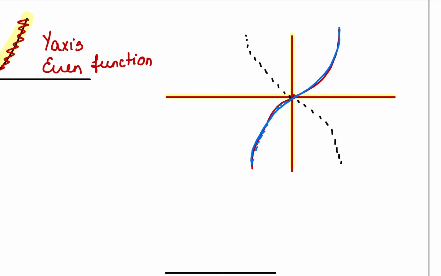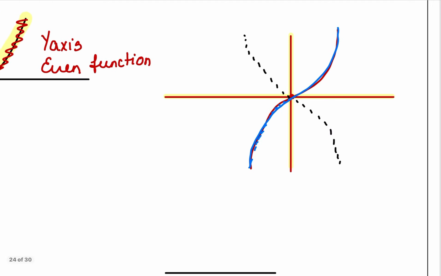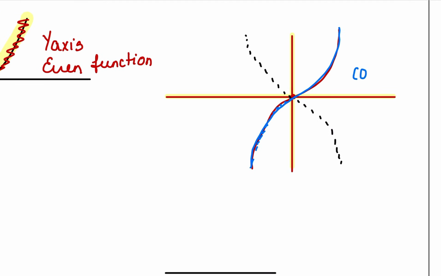A function is said to be an odd function if the function is symmetric along (0, 0), which is your origin. Technically, when you flip this function along the x-axis and y-axis, you get back this function. So a function is said to be odd if it is symmetric along the origin. And that is your odd function.